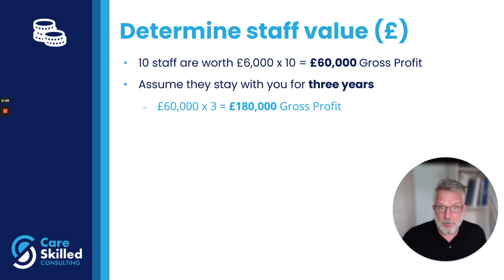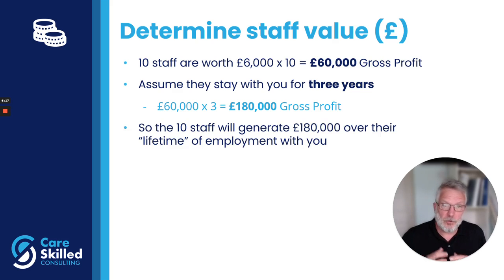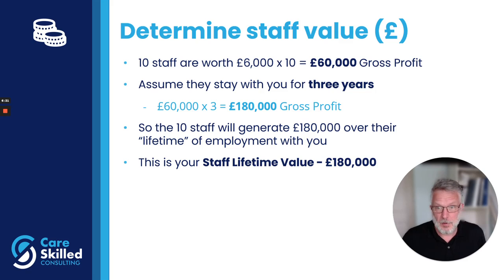3 years times 60, this is for 10 of them, contributes £180,000 of gross profit. So we've already worked out that one staff member delivers 6,000 per year, so 10 will deliver 60,000. That means over 3 years, you'll have a total of £180,000 gross profit. That's the lifetime that staff member is with you, that 3 year lifespan. So the 10 staff will generate 180,000 over their lifetime of employment with you. And that's your staff lifetime value, 180,000.